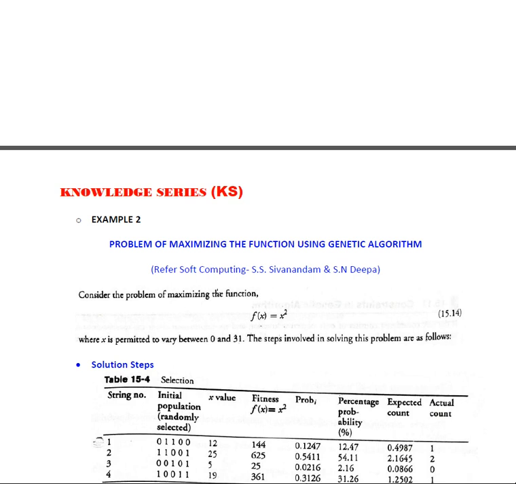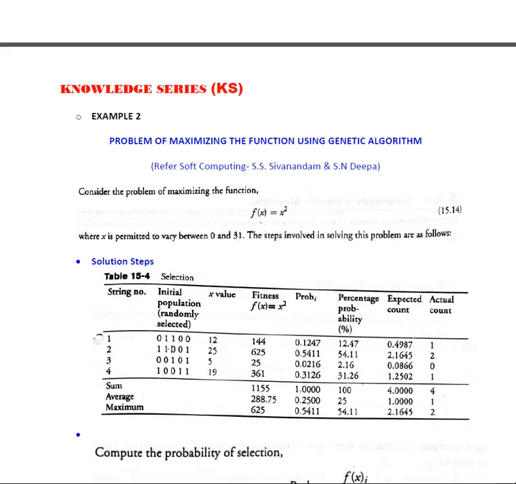To solve this particular problem, we are going to create this table. Let's see how this table is created. What we are going to do is assign the number 0 as 0, 0, 0, 0, 0, five zeros, and 31 as 1, 1, 1, 1, 1, which is five ones. That is how we have taken it into consideration.